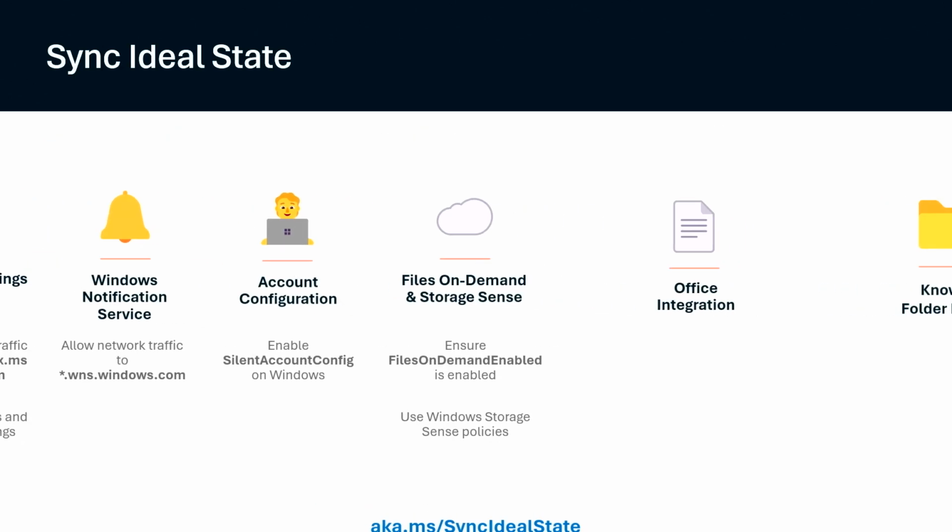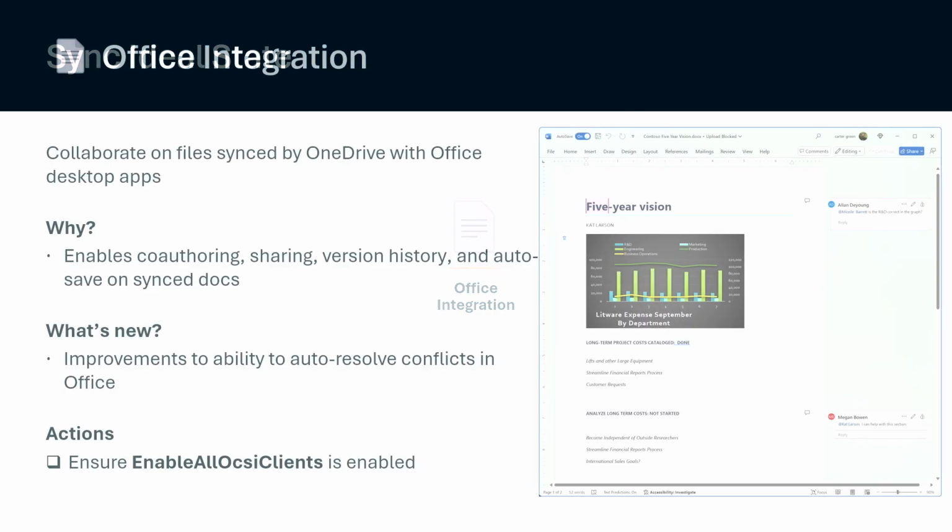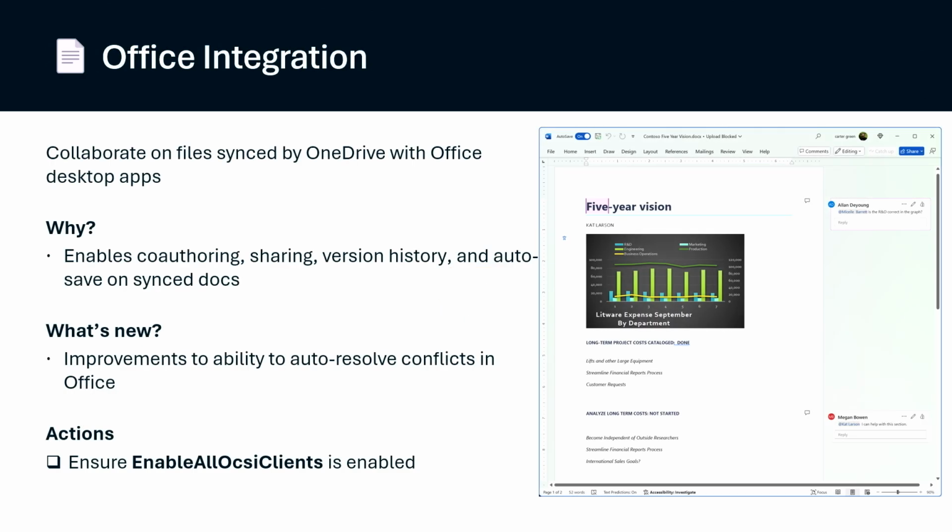All right, the next one I'm going to talk about is Office integration. Our Office integration allows you to collaborate on files synced by OneDrive in the Office desktop apps. So you get a lot of rich features like co-authoring and sharing, so you can work with your teammates effectively and efficiently. You get version history if you need to revert to an older version of a file. And you also get autosave so you don't lose any of your important work.